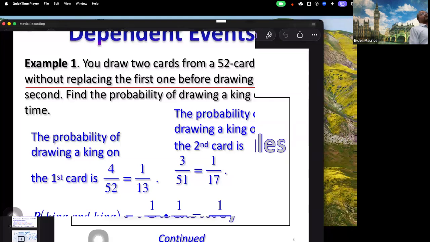Questions there? This is actually the same for any of the face cards. So the probability of getting two kings, two queens, two jacks, or two aces. Actually, for all the cards, it's the same 1 out of 221 chance of getting exactly the same two cards. All right.